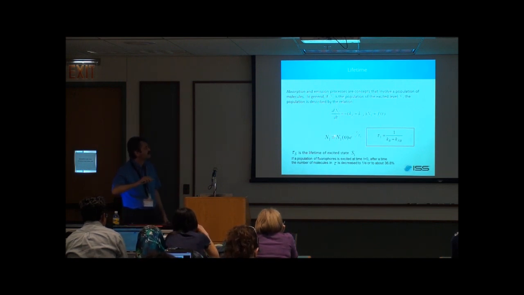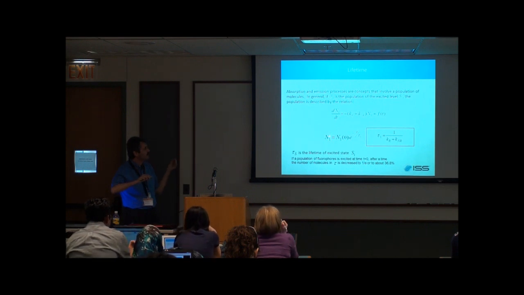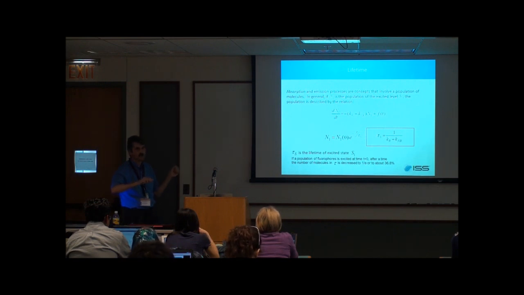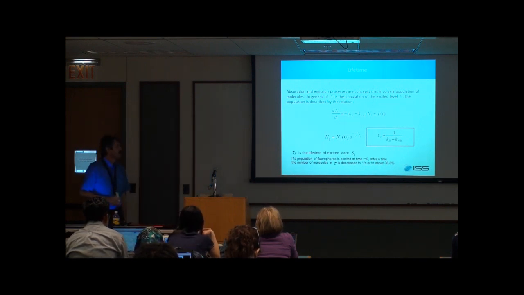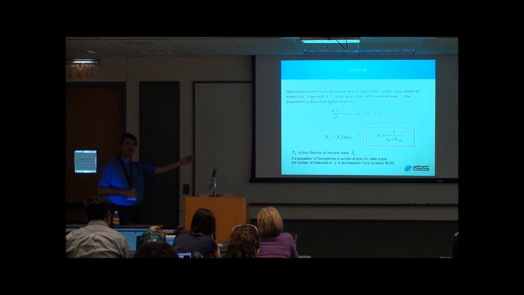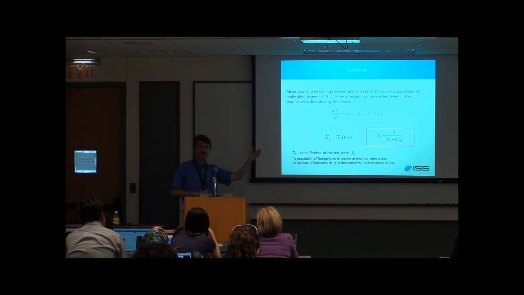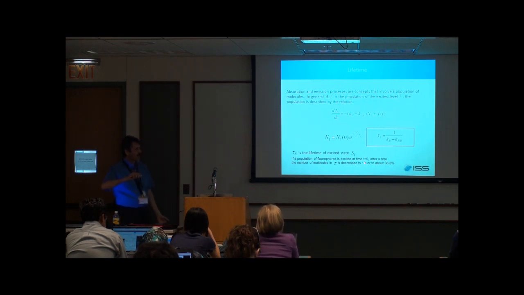If we integrate the equation, we simply find the population of the first excited state at any time t as the initial population times an exponential of minus t over tau s. Tau s is the lifetime of the first excited level. This is the definition. In other words, if we have a population of molecules at time 0, the lifetime is when the population decreases by 1 over e, so about 37%.